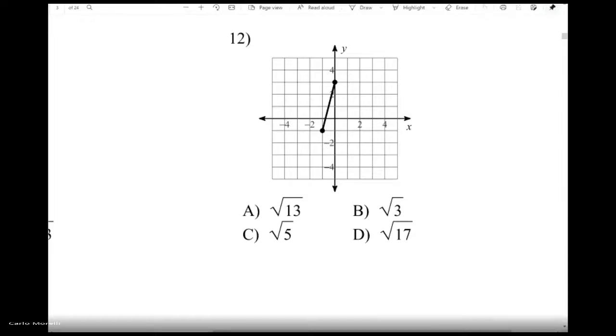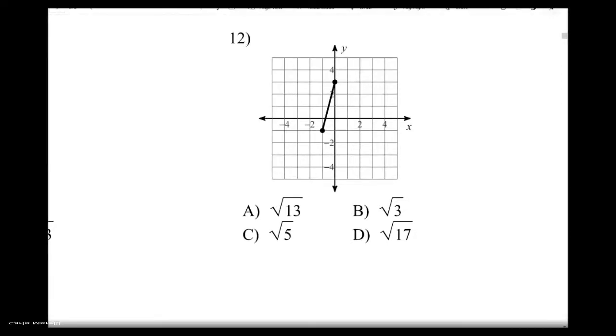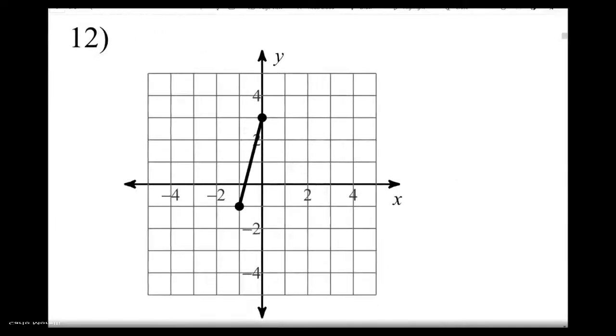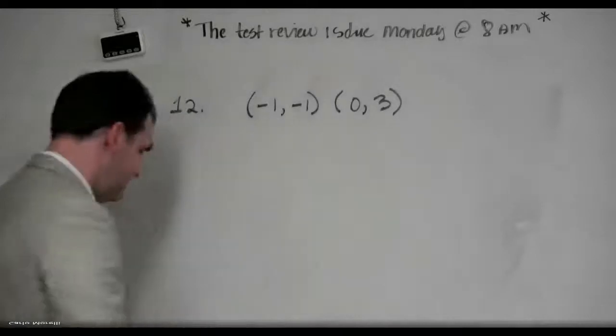Number 12. Remember, first we have to identify the coordinates. So for number 12, my first coordinate pair will be at -1, -1. And my second coordinate pair will be at 0, 3. Whenever you find that one of the numbers is a 0, the math gets easier. So that's something good. Now let's jump up to the board and see if we can get this done.